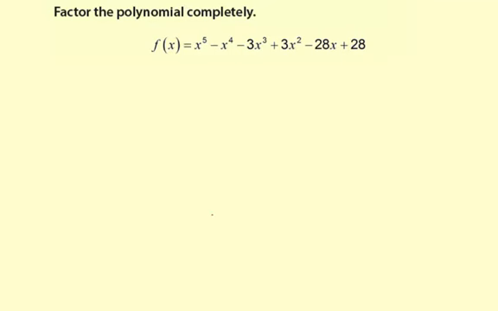Factor the polynomial completely. So here we have f of x equals x to the fifth minus x to the fourth minus 3x cubed plus 3x squared minus 28x plus 28. Six-term polynomial, pretty good sized.